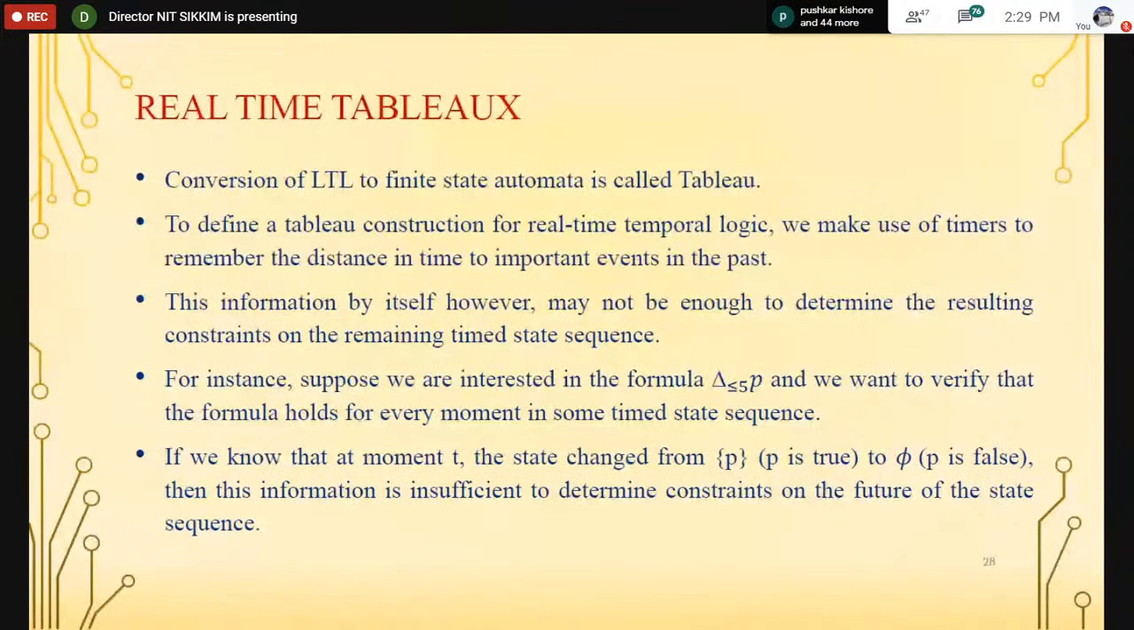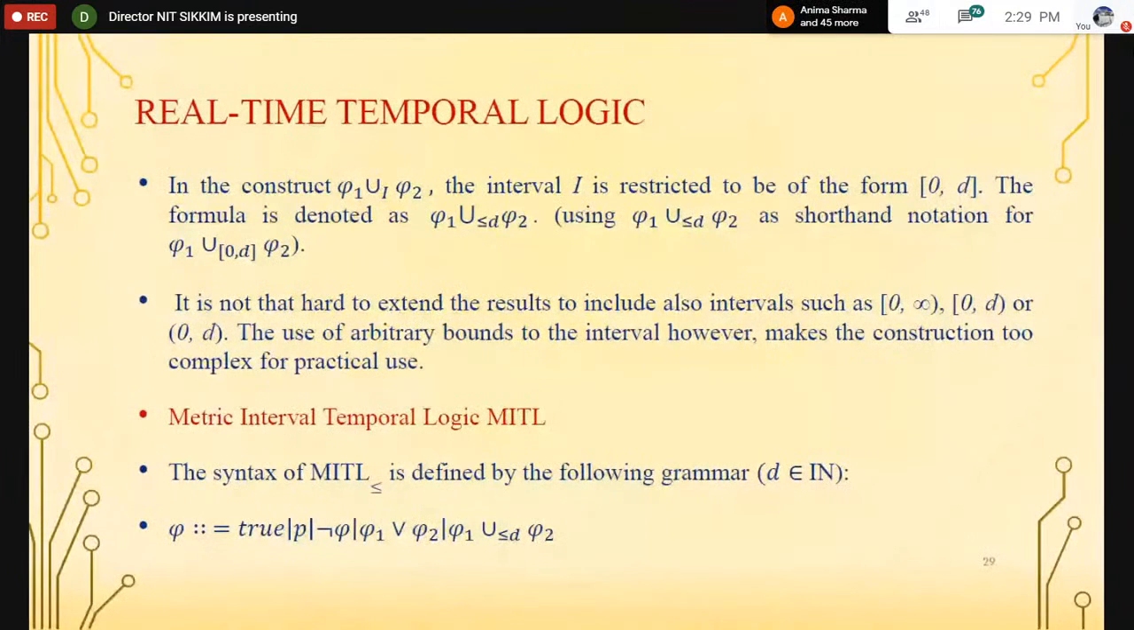Now, the conversion of LTL to finite state automaton. To define the tableau construction for real-time logic, we make use of timers to remember the distance in time of important events in the past. So this is more or less the same as the discussion of the differences between untimed automata and timed automata. So nothing is new here, and this is some sort of mathematical definition. So these are the formulas over an interval, right?